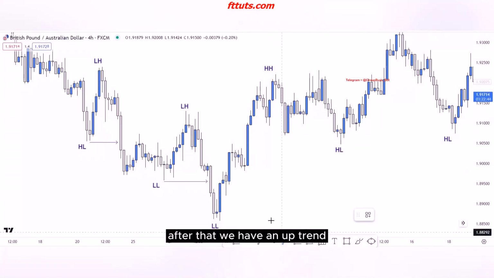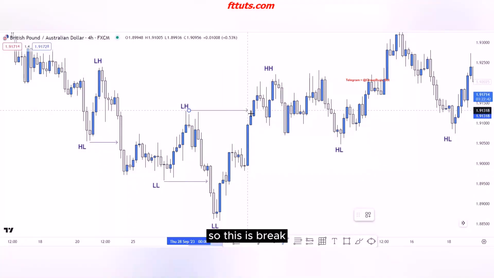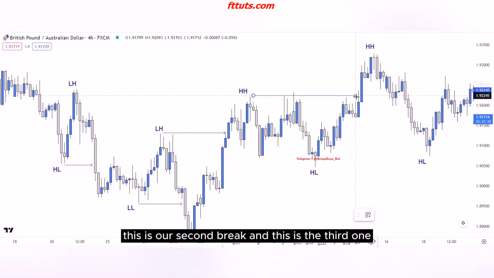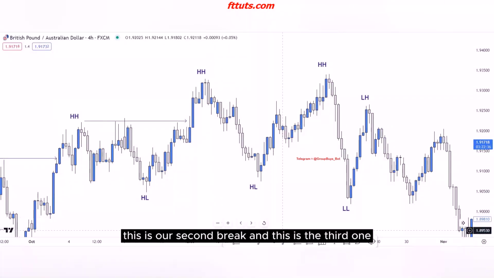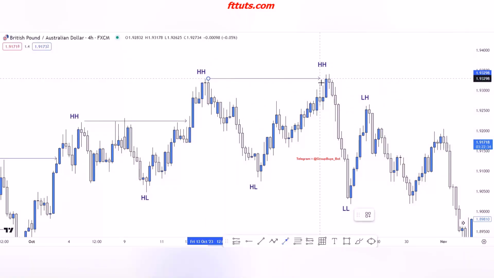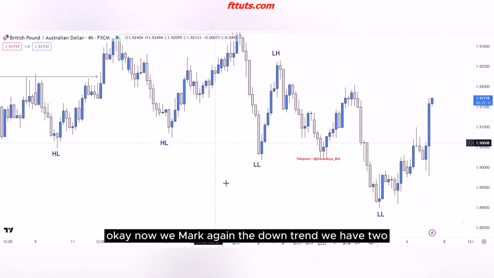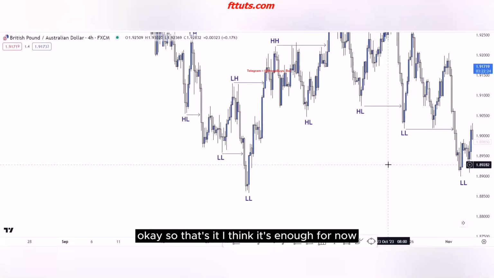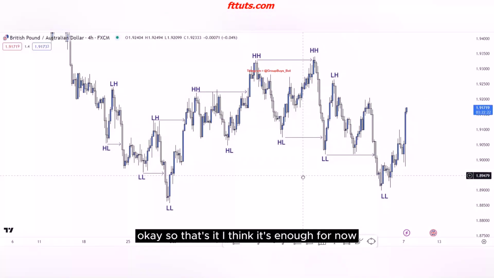After that, we have an uptrend. So this is the break, this is our first. This is our second break. And this is the third one. Okay, now we mark again the downtrend. We have two. Okay, so that's it. I think it's enough for now.